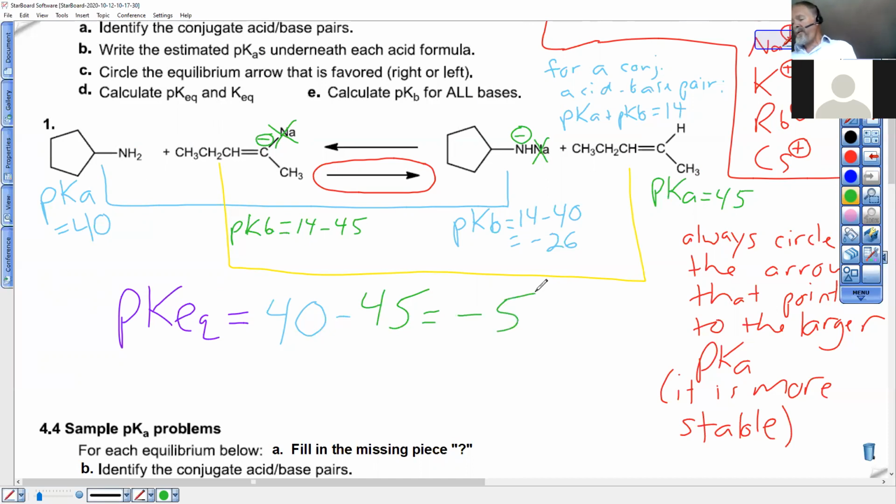And Keq, you take 10 to the power of negative negative 5, which is 10 to the power of 5. We have 100,000 times more products than reactants. Yes, we verified our circle and we put a number on it.